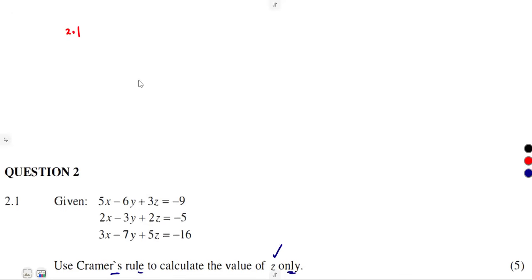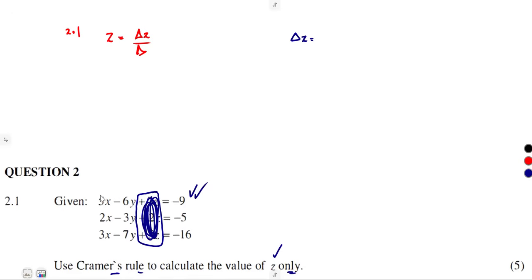In order for us to calculate the value of z, we must have the determinant which corresponds to z and the determinant which corresponds to the constants. So the determinant with respect to z is the one that we take when you close the part where z is, this one. You close it and replace it with the constants.